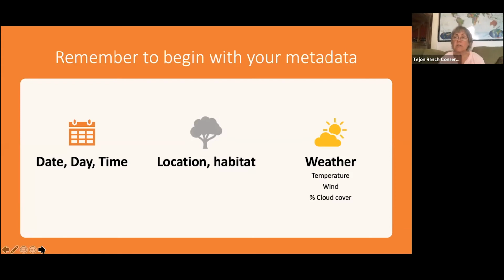Remember always, you start your journal entry with your metadata. That's including the day, the date, the time, your location and habitat, and the weather. And any other information, including who you're with. If you're journaling with somebody, that always helps you to remember that event as well.